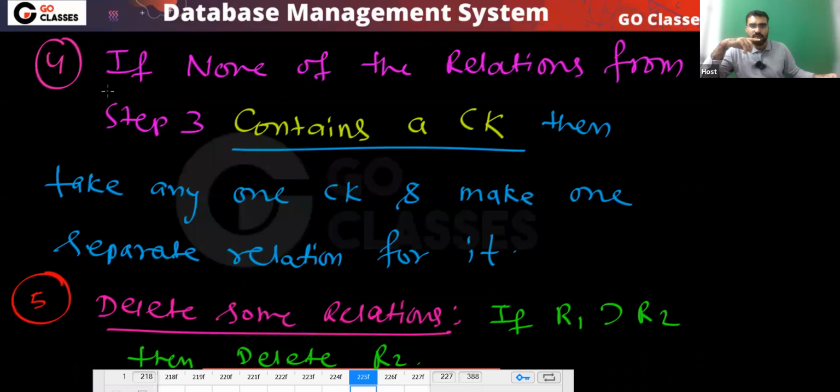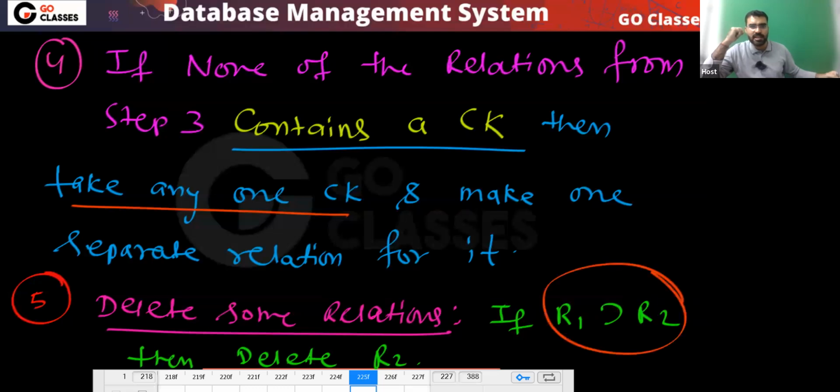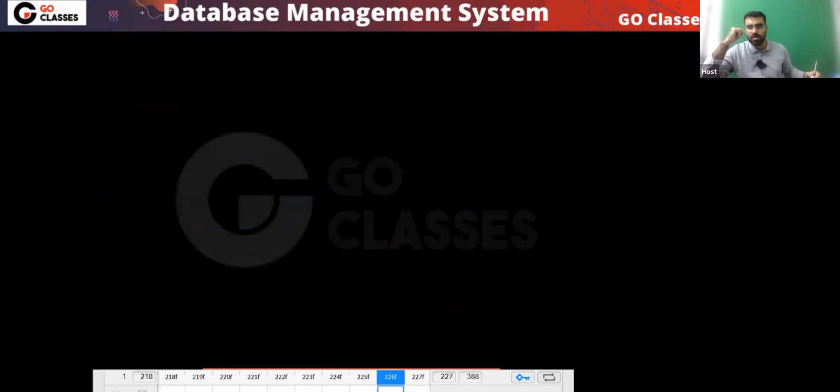Then what is the next step? If none of the relations contain a candidate key, then take any one candidate key. Is this clear? It is your choice. Take any one candidate key and make one separate relation for it, and delete some relations. Like if R1 is superset of R2, then delete R2. Is this point clear?